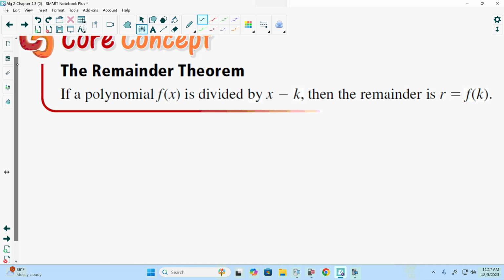Remainder theorem. This is going to be very helpful for this chapter. Remainder theorem states if a polynomial f of x is divided by x minus k, then the remainder r, what's left over, is equal to f of k. So the value that we plugged in, yes? This might not necessarily be in your notes. I don't think it is, but that's fine. Because this theorem just says that if we plug that value k into the function, it will give us the same value as the remainder.